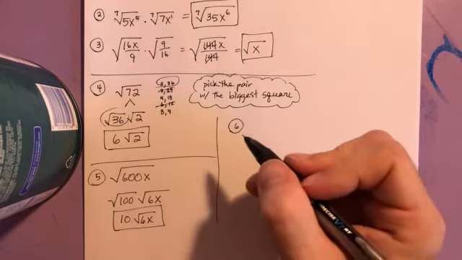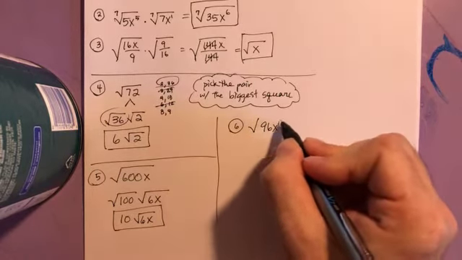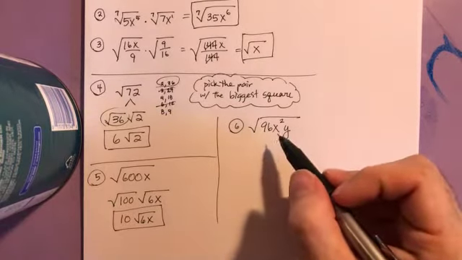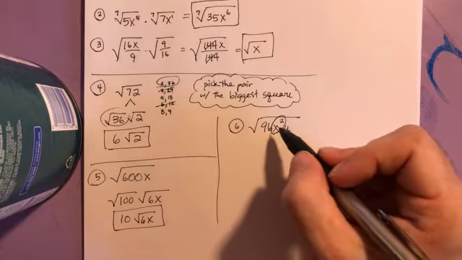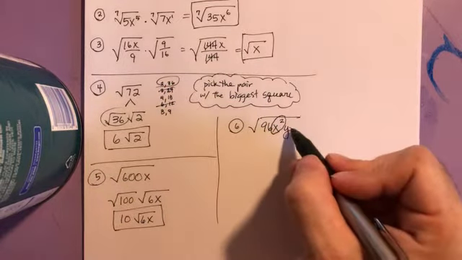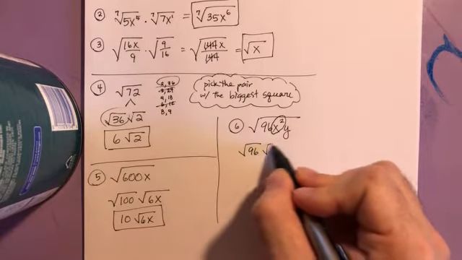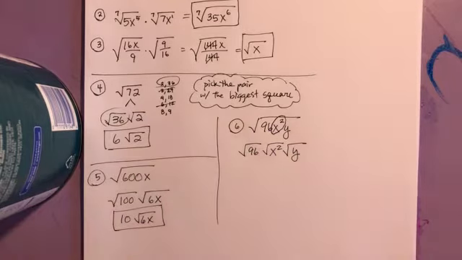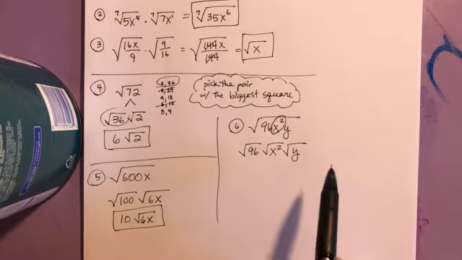Let's look at number 6. Square root of 96x squared y. Something we learned in 10.1 was that this one can be broken down, but this one cannot. All right, let's split them up: square root of 96, square root of x squared, and square root of y. Now this is a basic idea. This is a thing you can do for any of these problems, no matter how complicated it gets. Just split it up into numbers and letters.